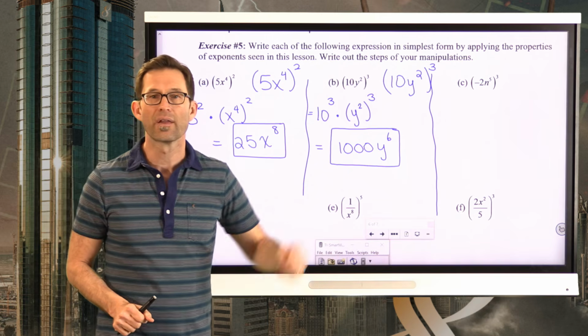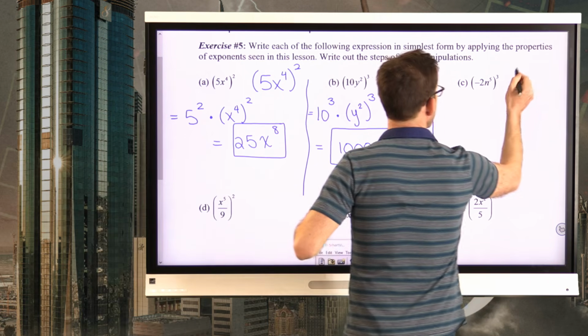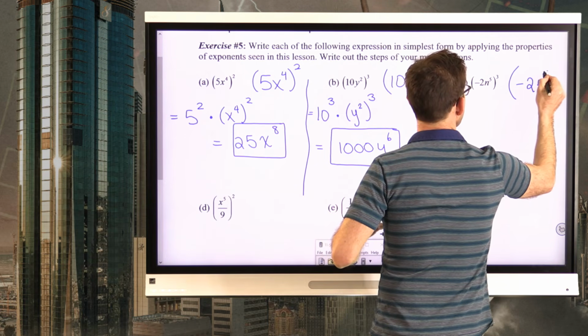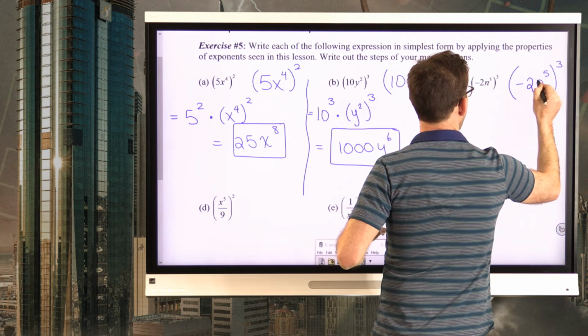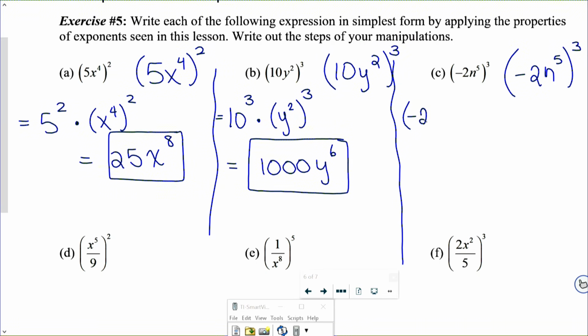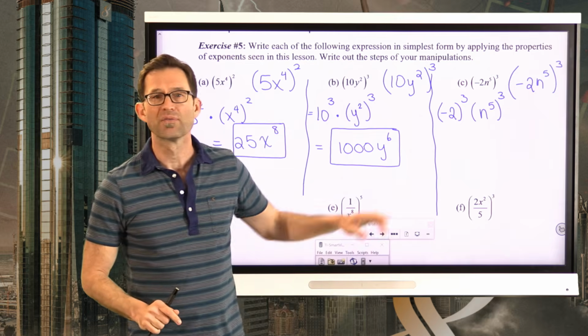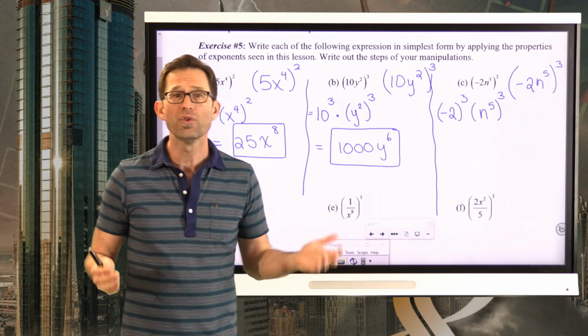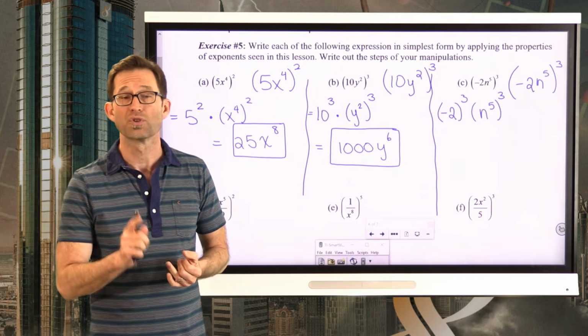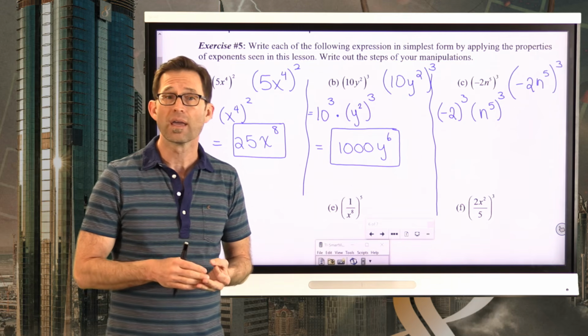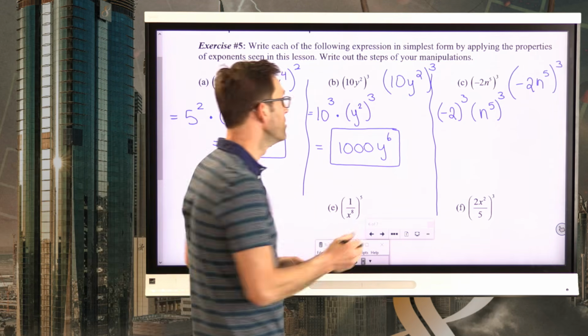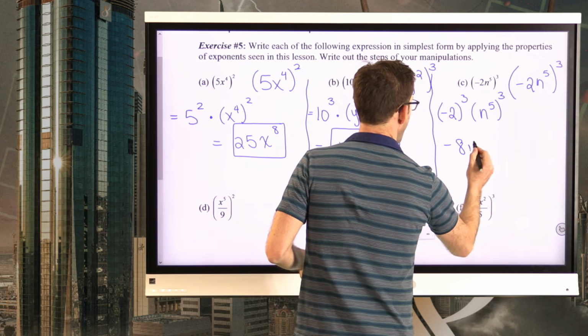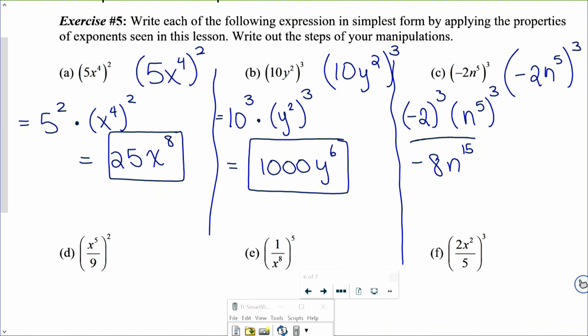All right, well, let's take a look at letter C. I've got, again, writing it out, negative 2n to the 5th all to the 3rd, right? So that's going to give me negative 2 to the 3rd times n to the 5th to the 3rd. I would encourage you, anytime you have small numbers raised to small exponents, to try to do them in your head. So negative 2 to the 3rd is negative 2 times negative 2, which is positive 4, times negative 2, which is negative 8, right? So that's going to be negative 8, and then I'll have n to the 15th.